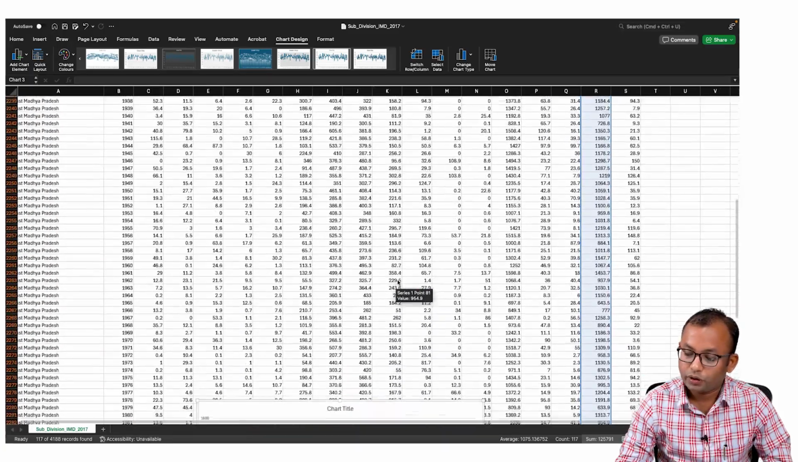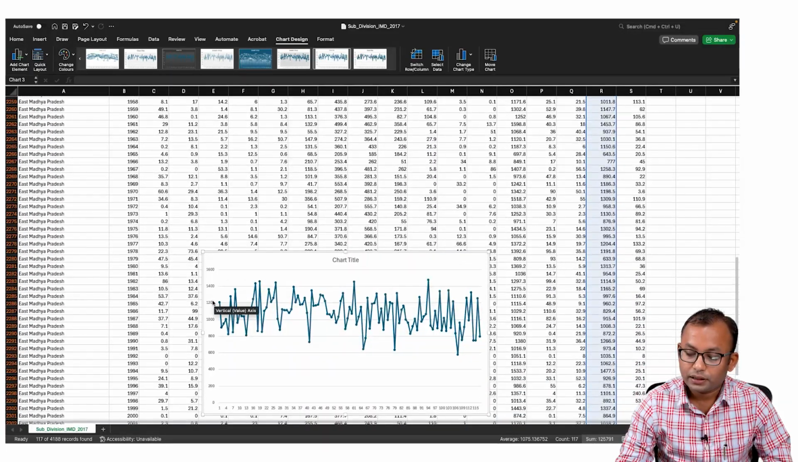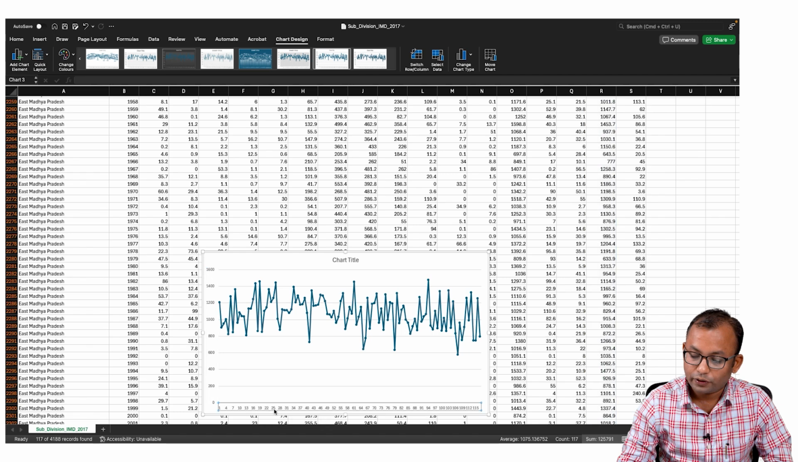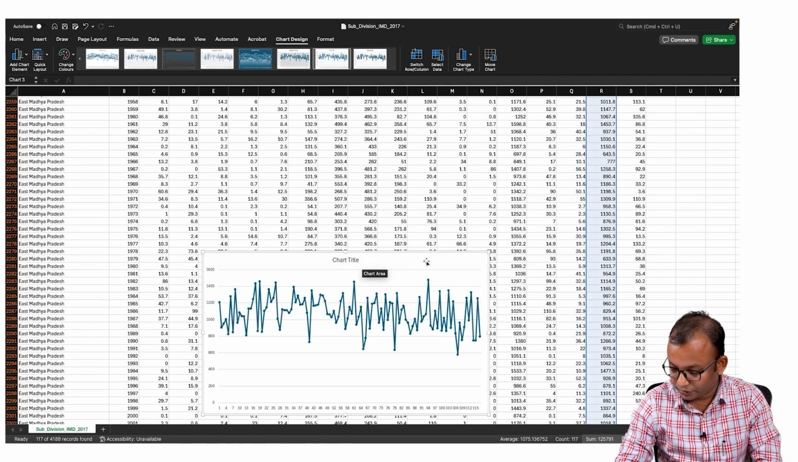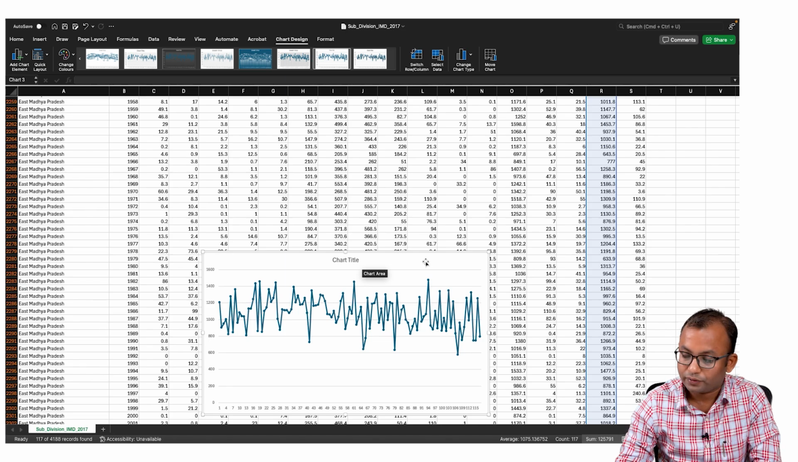So, you can also change the axis, name of the axis. Here you can change the years and you can change, let us say, the title of this particular chart, and you can basically add monsoonal rainfall distribution of one region, Madhya Pradesh, for example.